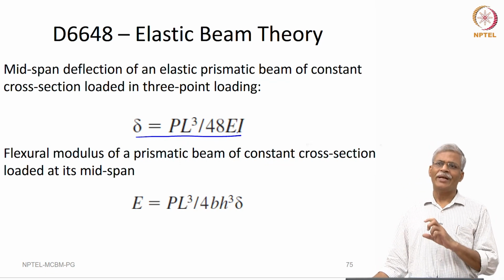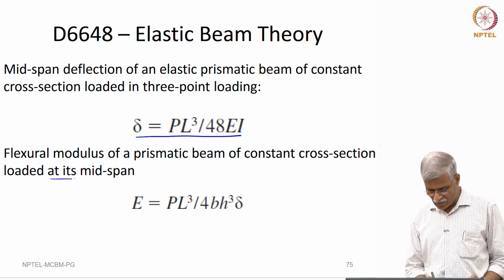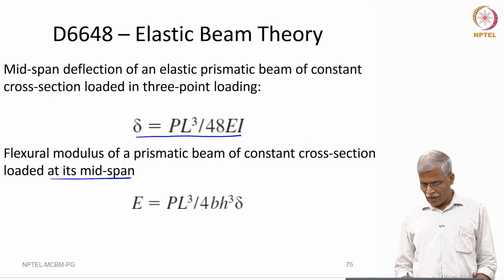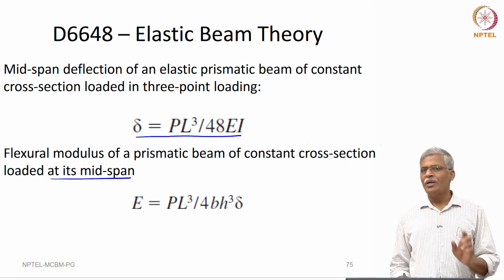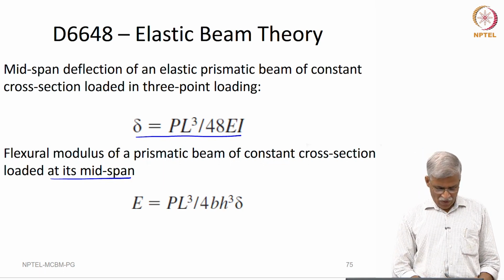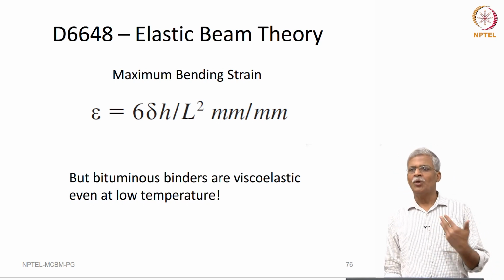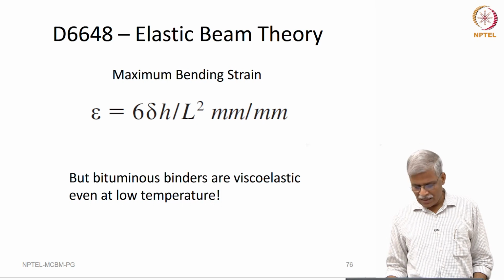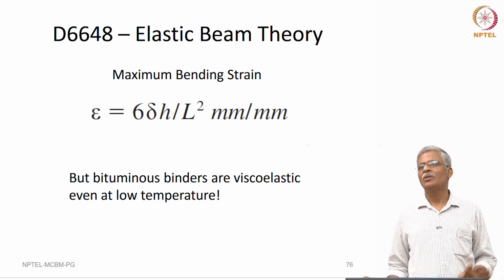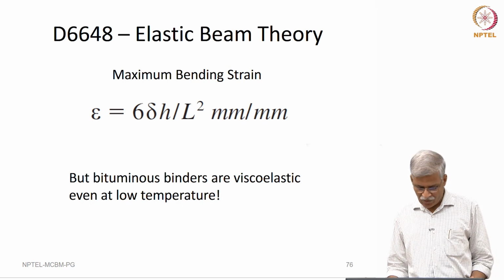Now, what we are going to do is rewrite this in terms of the moment of inertia also. If we take a rectangular prismatic beam of constant cross section at its midspan, one can take the above equation and rewrite it to get PL cubed divided by 4 B H cubed delta, where B is the breadth and H is the depth. This is what we are going to use here. And of course, the maximum bending strain, if we continue the same way, you are going to get as 6 delta H divided by L squared. These are derivations that all of us who went through an undergraduate civil engineering program would have already finished in our mechanics of materials course.